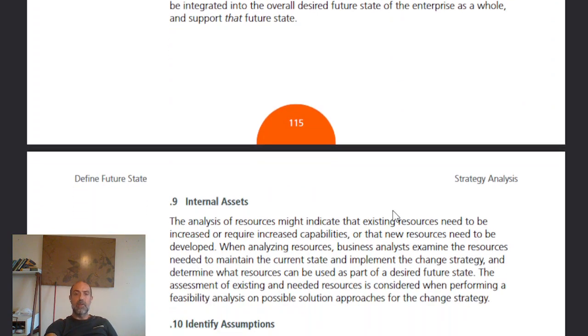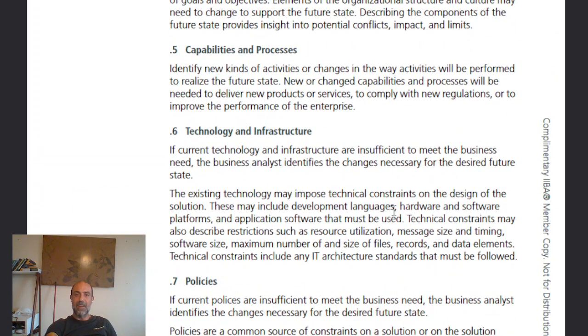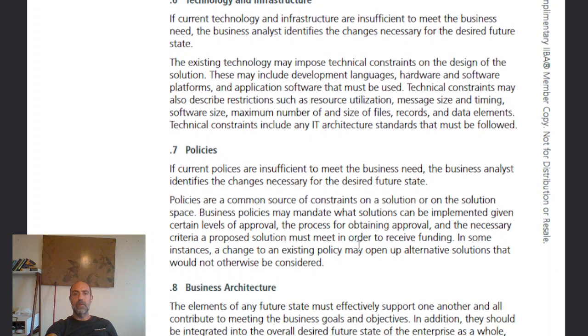Business architecture and internal assets, all of them are elements that we need to consider. The existing technology may impose technical constraints on the design of the solution. These may include development languages, hardware and software platforms, and application software that must be used. Technical constraints may also describe restrictions, such as resource utilization, message size and timing, software size, maximum number and size of files, records, and data elements. Technical constraints include IT architecture standards that must be followed.